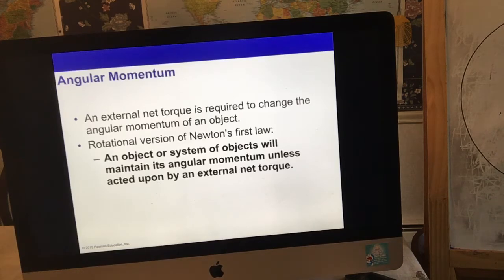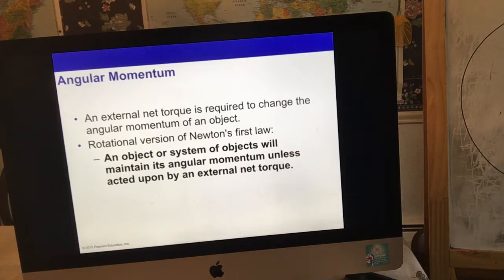If we know the angular momentum definition, I want you to think about linear momentum. What can change linear momentum? We learned about the impulse-momentum theorem, right? If we apply a force over a certain amount of time on the object, that is impulse, and it is going to change its linear momentum. So the change in momentum equals impulse.